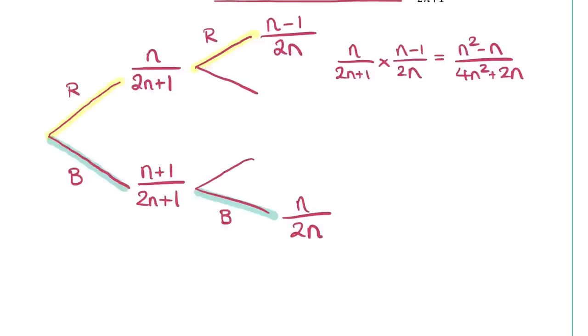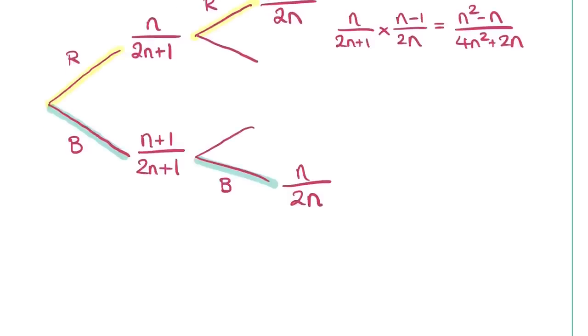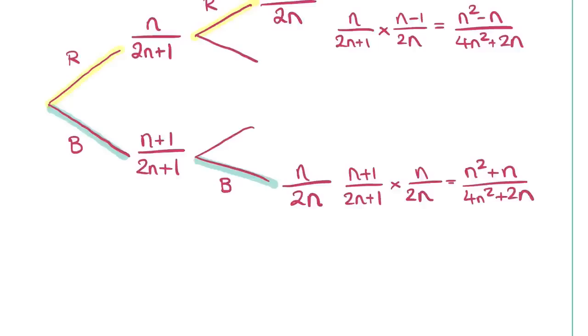This is normally that moment where I say that and then I do something wrong, so hopefully we don't make any mistakes here. For the next one, we have n+1 over 2n+1 times n over 2n. n times n is n squared, n times 1 is n, and on the denominator there, again we got 4n squared plus 2n. So there's our two fractions. For the overall probability of those two, we want to add them together, so I'm going to write them next to each other.